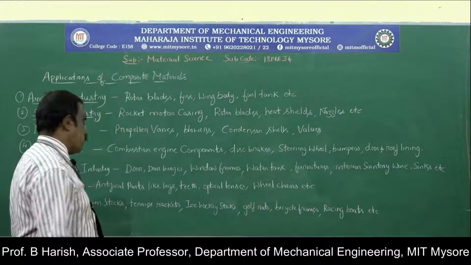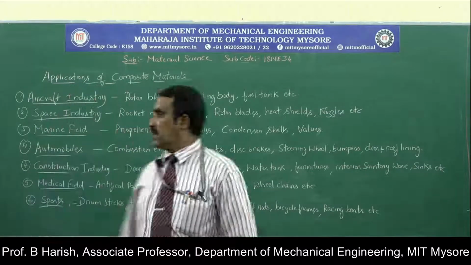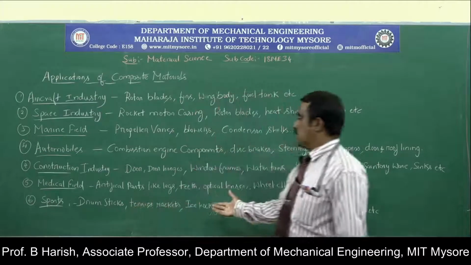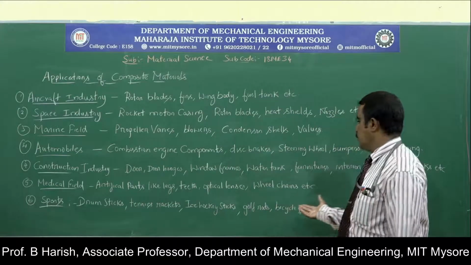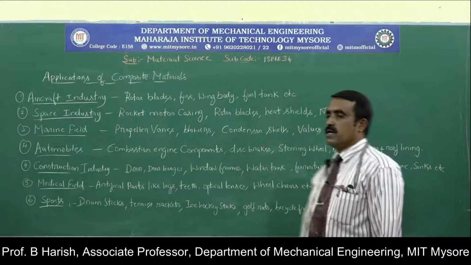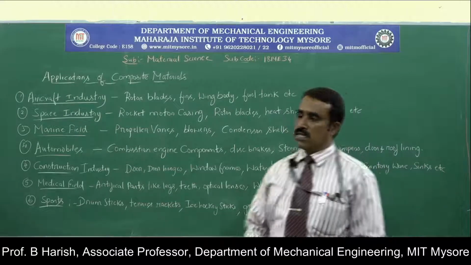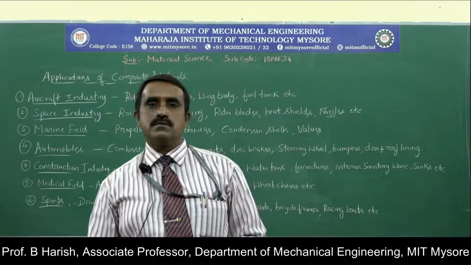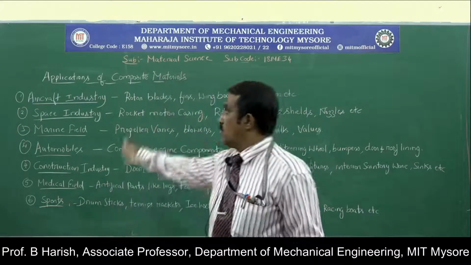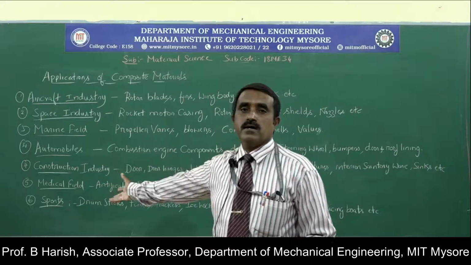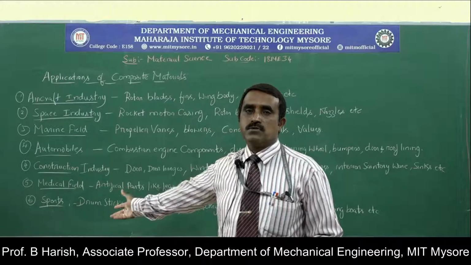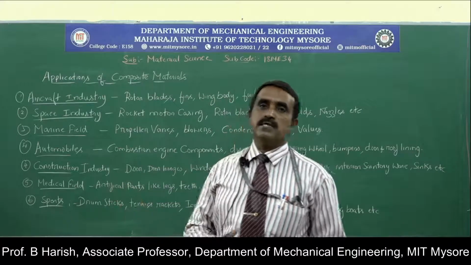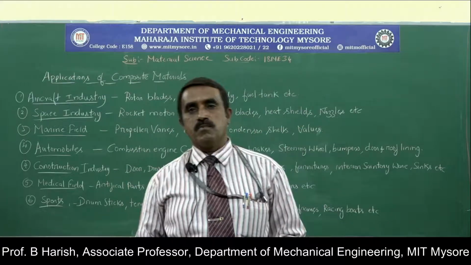Then come to the last one, the sports field. Even in sports, drumsticks, tennis rackets, ice hockey sticks, golf rods, bicycle frames, racing boats. In all these cases, composite material is used. So we can see that in every field composite material is used, which shows how widely its applications are spread.